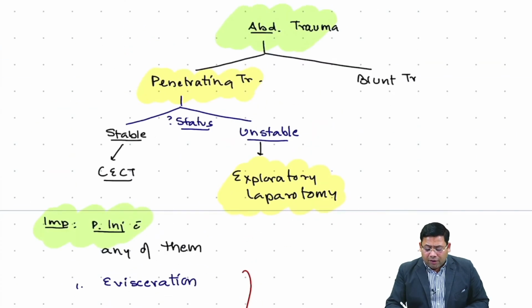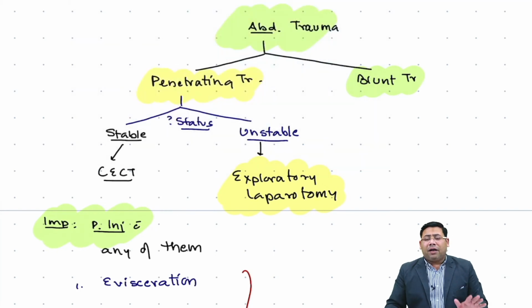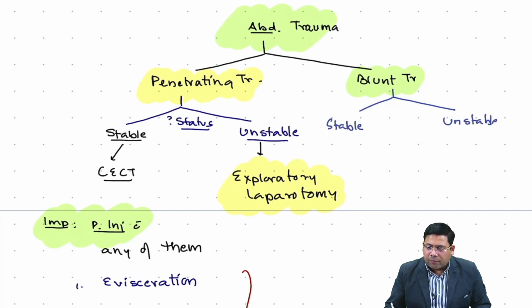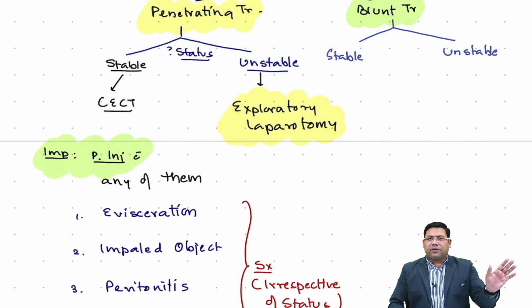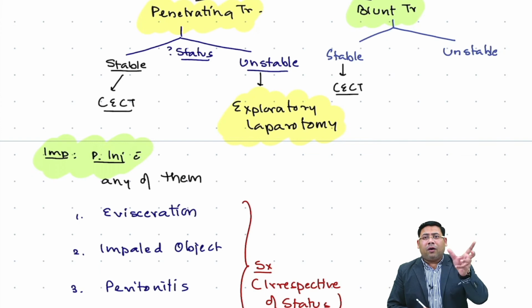The next is, when you talk about blunt trauma, what to do in this case? Again we need to understand whether the patient is unstable or stable. So stable versus unstable, this is again very, very important. In penetrating trauma we have seen, in a stable patient you can always go for CT. In an unstable patient, you are like a ball rolling between two courts. Should I go for surgery or should I continue with conservative management?